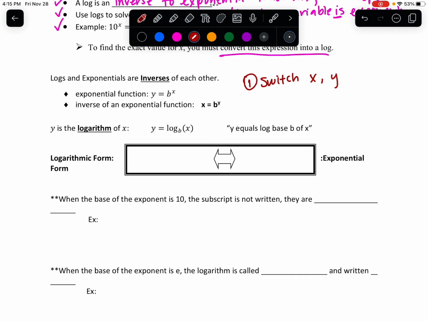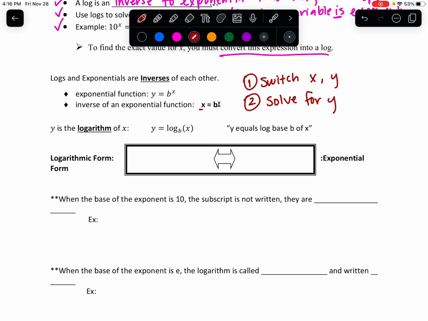Okay, well, that's all great and dandy. Now we have x here and y here, but our second step was to solve for y. That leads us to the problem of how do I get y out of the exponent? Well, y is the logarithm of x. And what that means is that the log of x is y. So a logarithm gets the exponent all by itself.